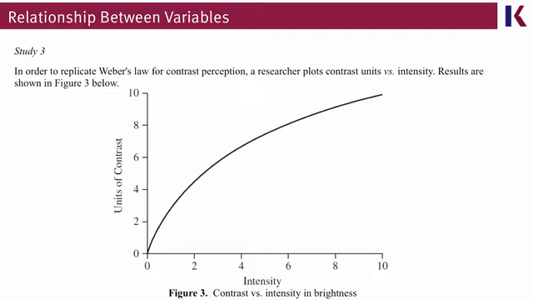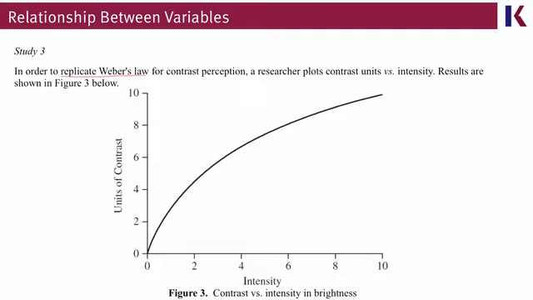A researcher here is attempting to replicate Weber's law for contrast perception. The conclusion is a bit less clear and will actually require us to interpret what's going on in this graph. To interpret this graph, let's use the same steps that we used in Learning Goal 1. Start by identifying what the axes are. In this case, the x-axis is intensity, and the y-axis is units of contrast.